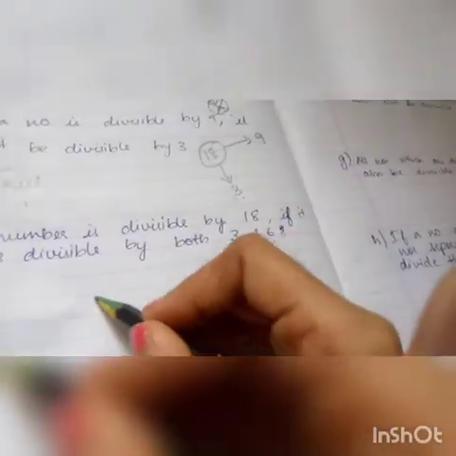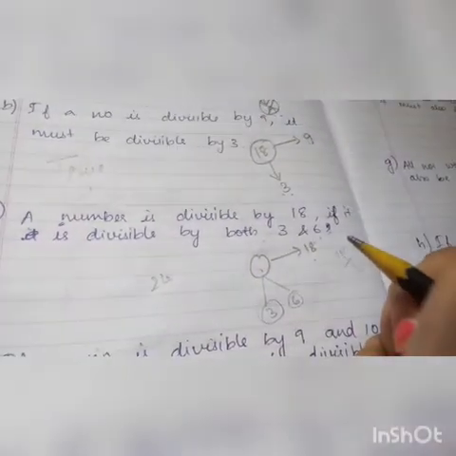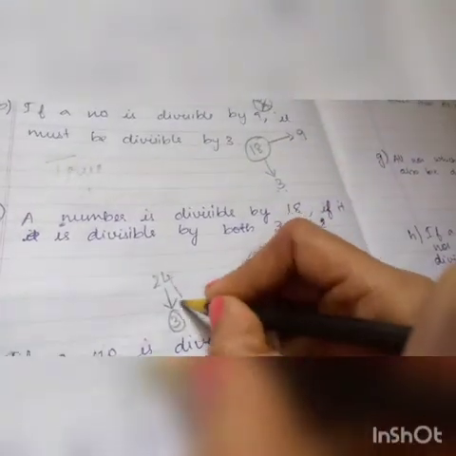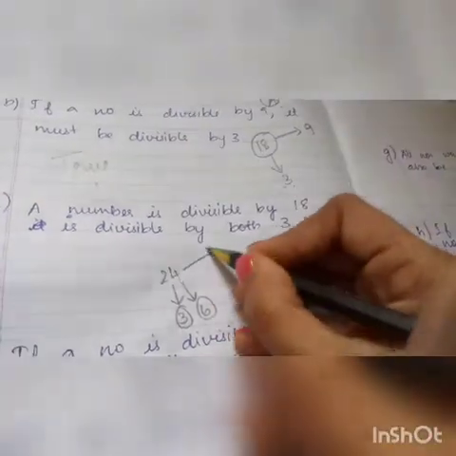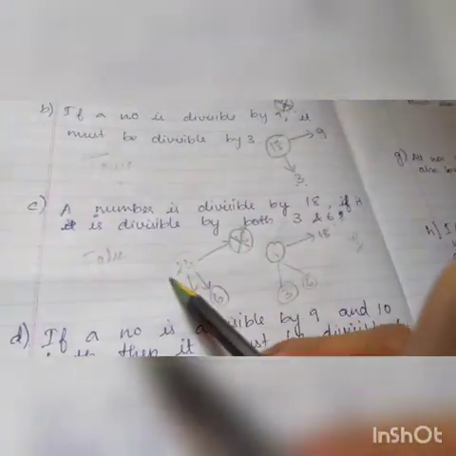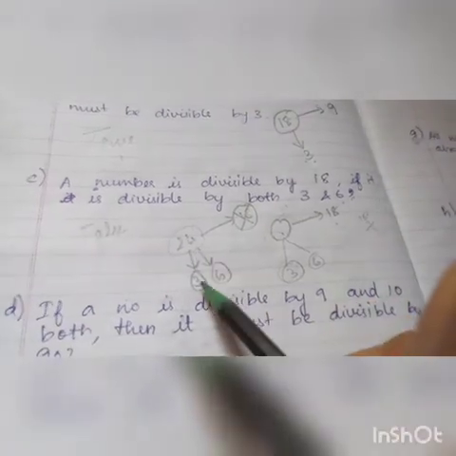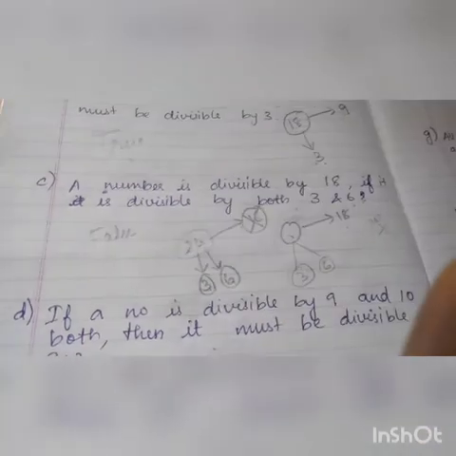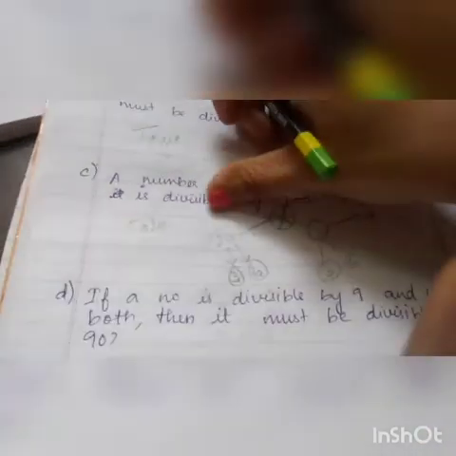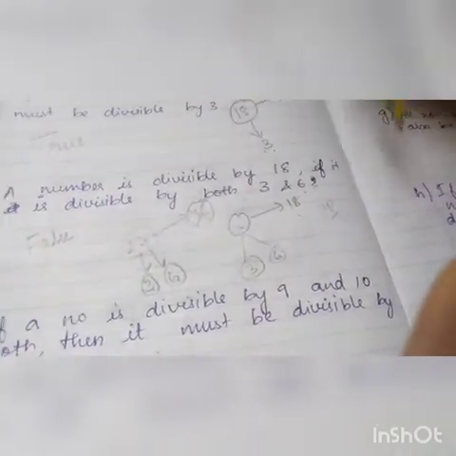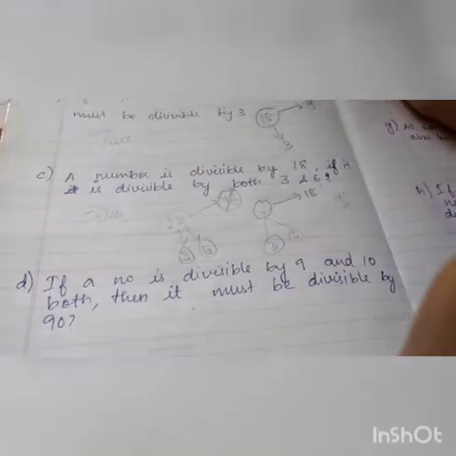Okay, shall I take a number 24? Yes, it is divisible by 3, right? It is divisible by 6, right? Whether it is divisible by 18? No. So this statement is false. You can write false. So I am taking a number 24, children. That number is actually divisible by 3 and it is also divisible by 6, but it is not divisible by 18. So this statement is false. What is the statement? A number is divisible by 18 if it is divisible by both 3 and 6.